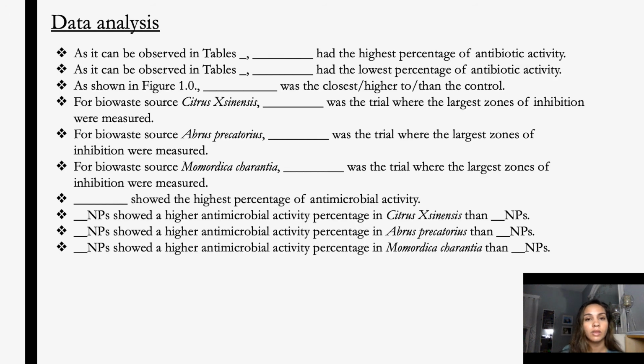For the analysis, I hope to just see which one has the highest percentage compared to the control, compared to the other biowaste sources, and whether zinc or the silver nanoparticles had higher percentages than each other, or if they were similar, things like that.